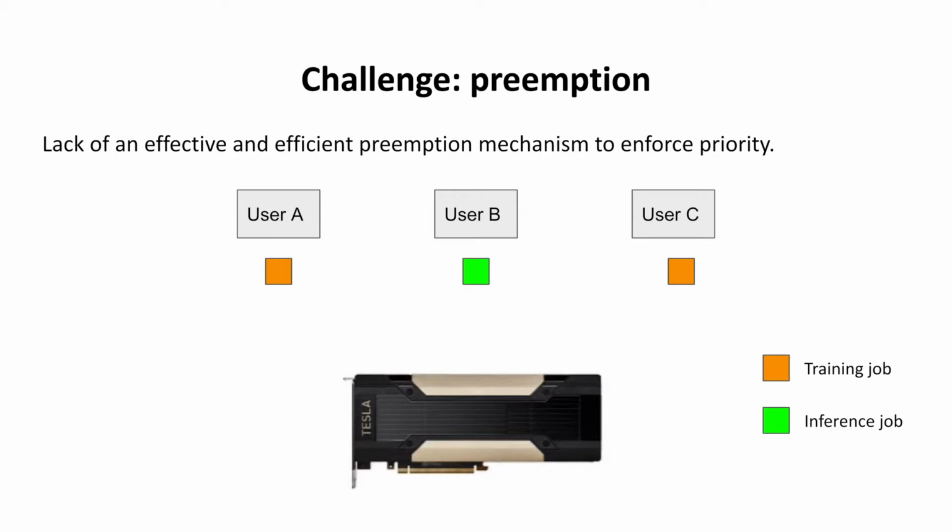The second challenge is that the framework is agnostic to nodes from different users. Also, the TensorFlow framework lacks an effective and efficient preemption mechanism to suspend and resume running jobs, not to say enforce priority. The framework and GPU are incapable of making a distinction between different users. FIFO is the default scheduling in the framework runtime.